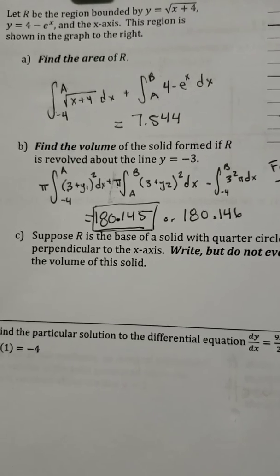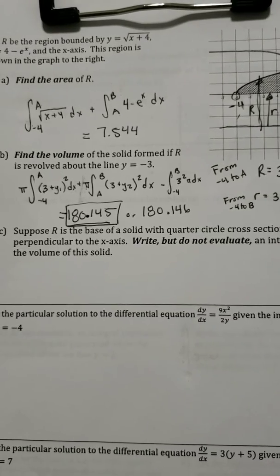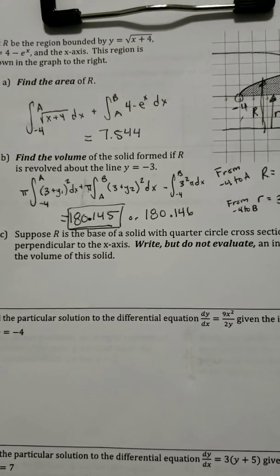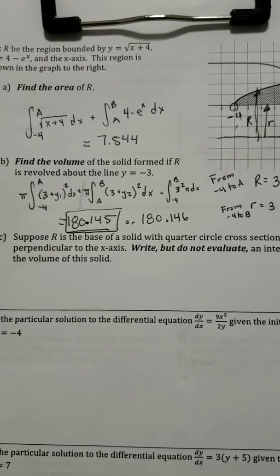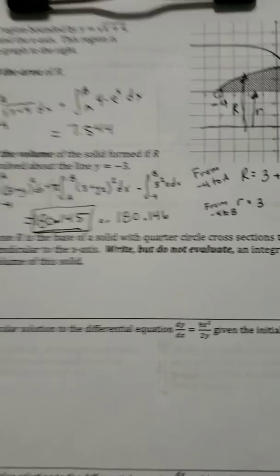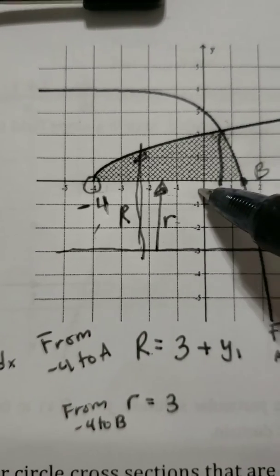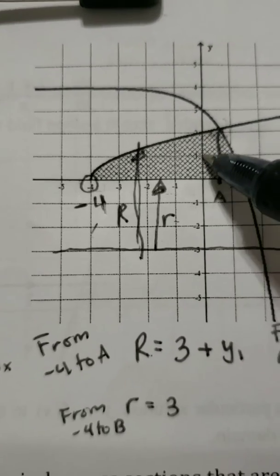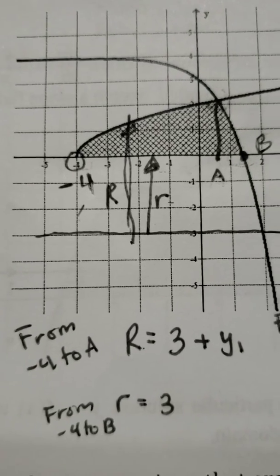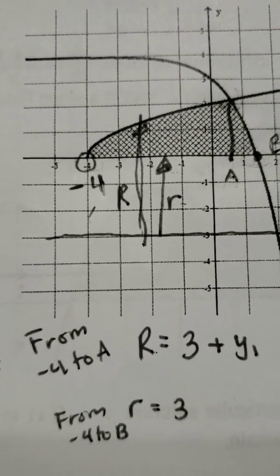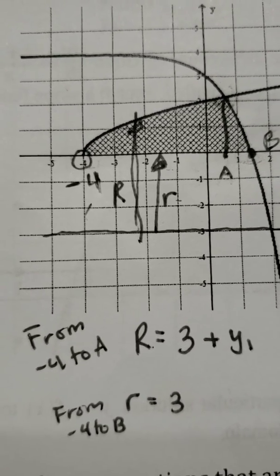Okay. Finally, we're trying to do a quarter circle cross section of this function perpendicular to the x-axis. Okay. So this one is actually not terrible. It's just weird, right? So the cross section that we have for our function, we're going to go from the x-axis and we're going to go up to that. So what we've actually done is we're going to use what we did for the area as our base. So we have 2 bases. We have a base from -4 to a, and we have y2 as the base from a to b.